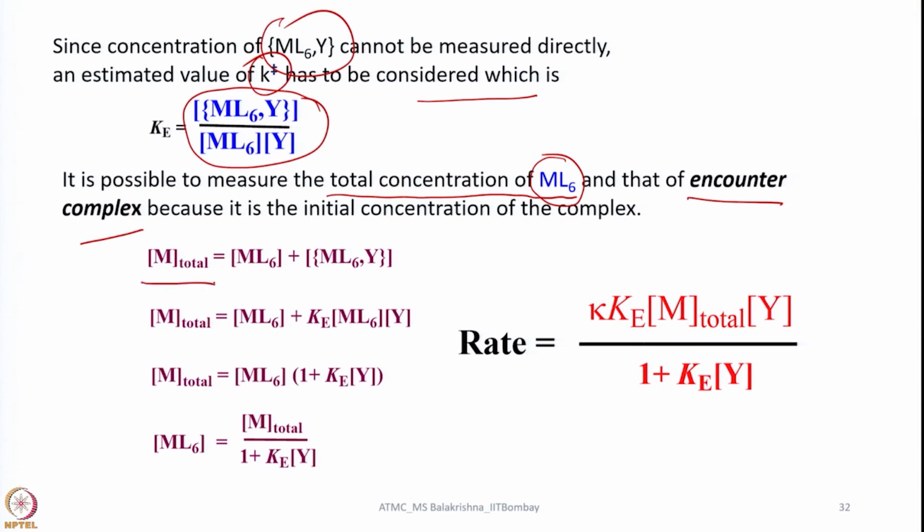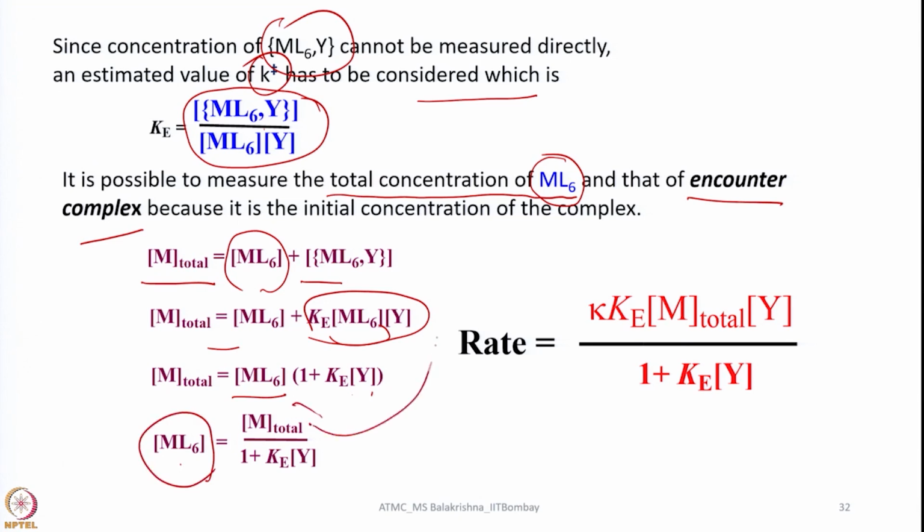So, M total is equivalent to the concentration of substrate molecule plus the concentration of encounter complex. Again here we can substitute this one for the encounter complex from this equation, and then it simplifies. Now, if we take this common factor out, we get this one into 1 plus the equilibrium constant into the concentration of Y. So, now we know the concentration of ML6 is equal to M total over 1 plus Ke into Y.